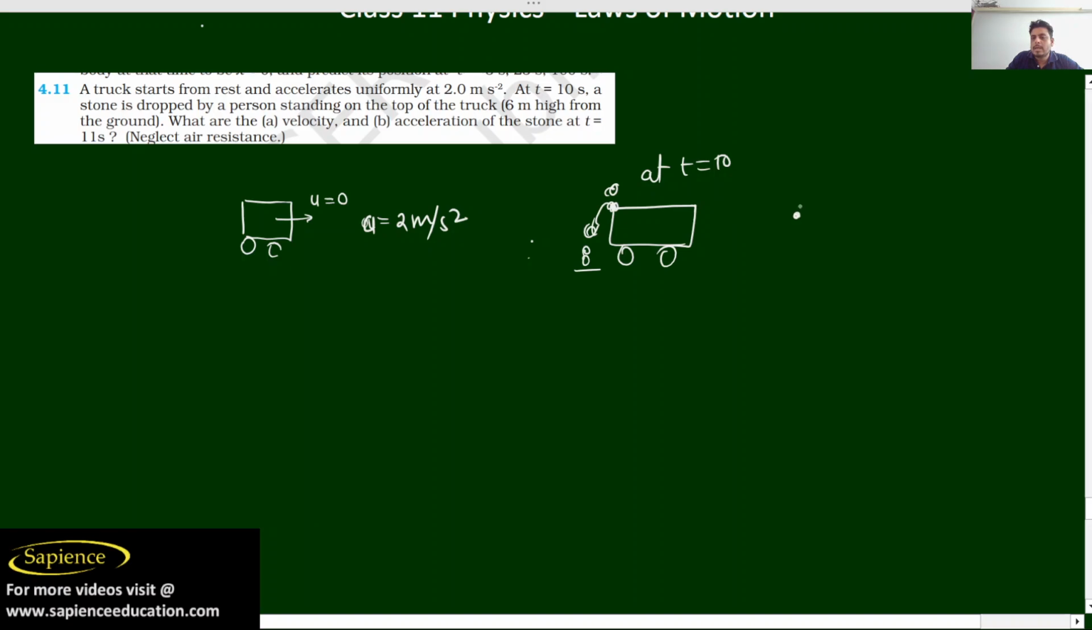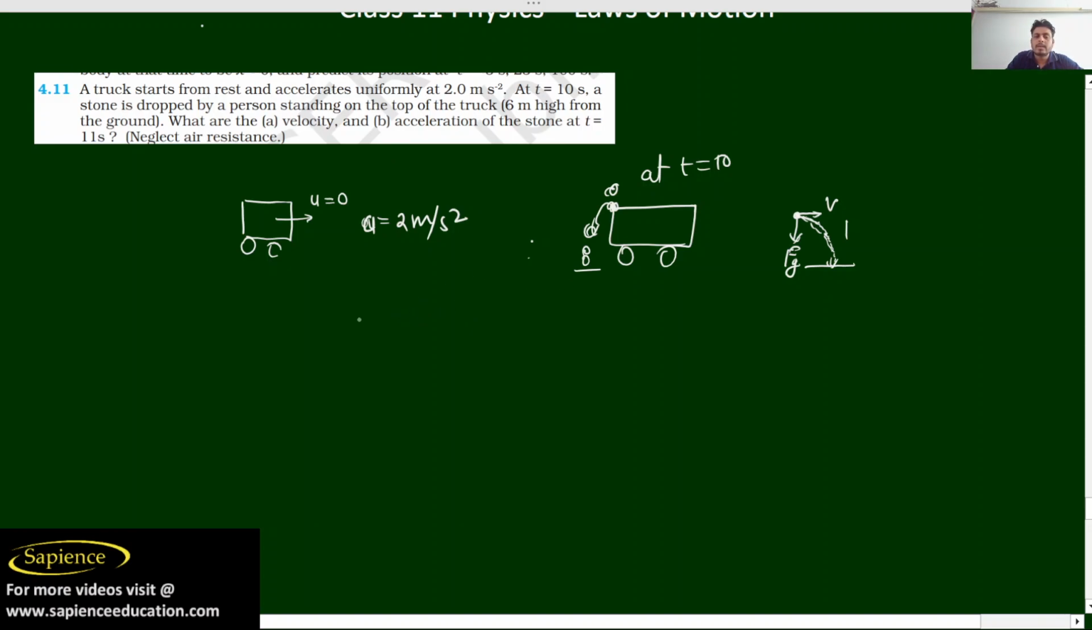So first of all, as this stone has been dropped, what will happen? Since its initial velocity is in the horizontal direction, as soon as the stone is dropped, it starts moving and follows projectile motion. Why? Because as soon as you have dropped the stone, there are two things acting here: a horizontal velocity and the force due to gravity. And due to gravitational force, it starts moving in a projectile motion, right? So we have to find the velocity at 11 seconds.